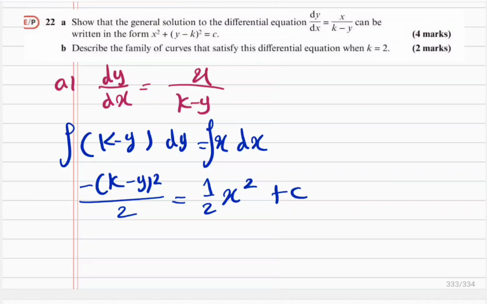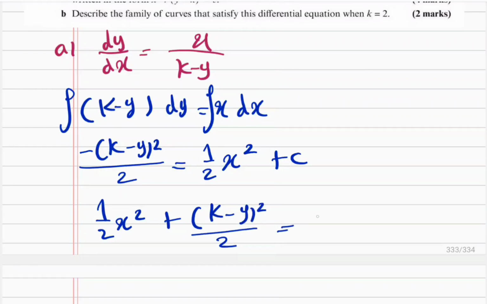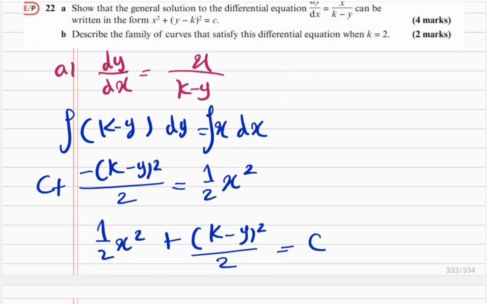For this part we just need to rearrange. We can write half x squared and then add this term to both sides, which gives us (k minus y) squared over 2 is equal to c. At the beginning we could have written c as the constant of integration, so that when we change it, it just remains c. So that's basically the form that we wanted to show.